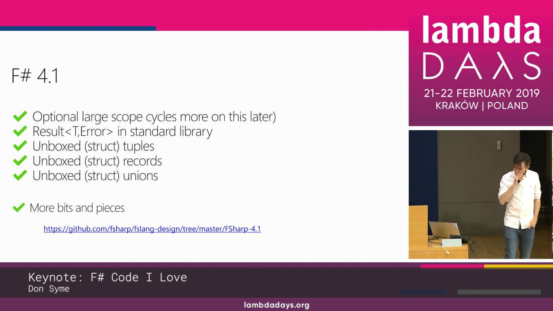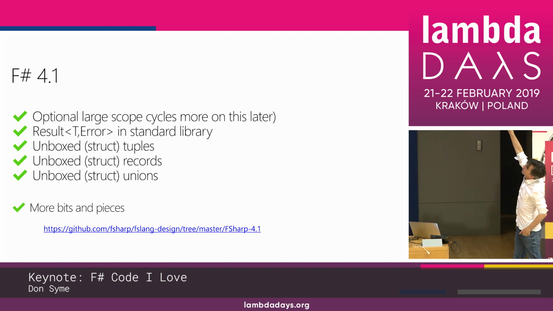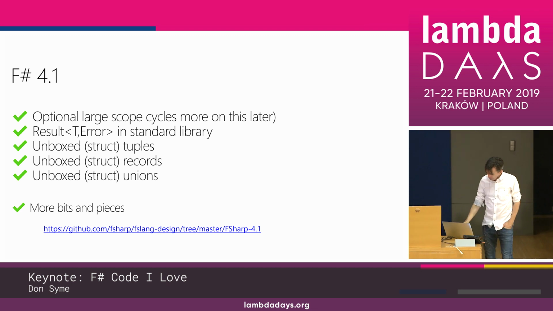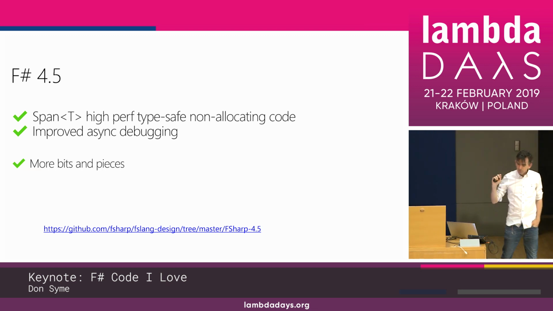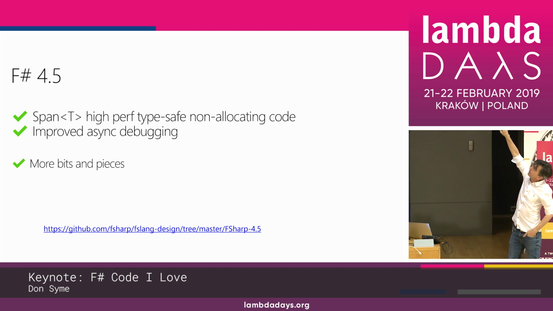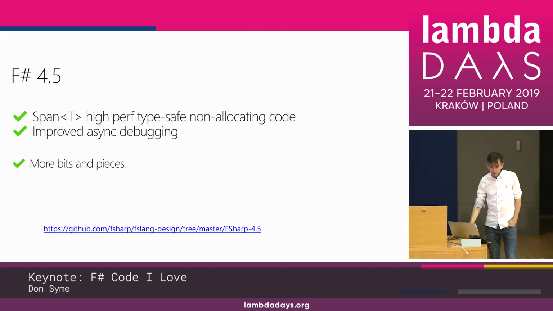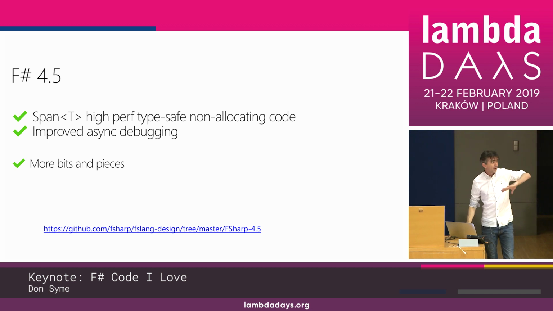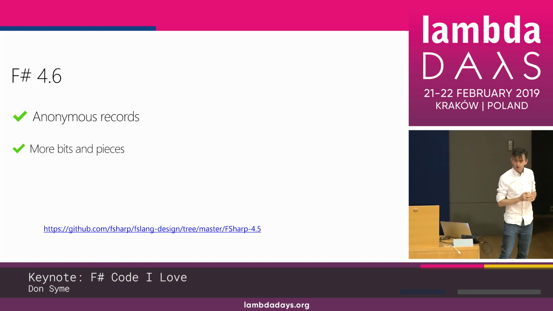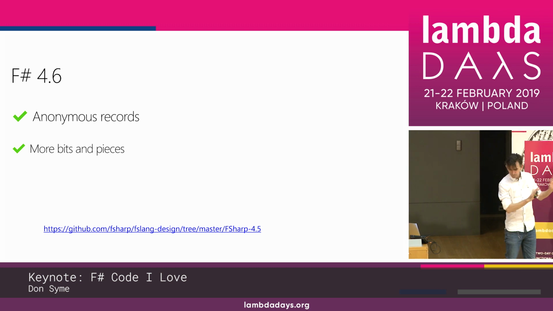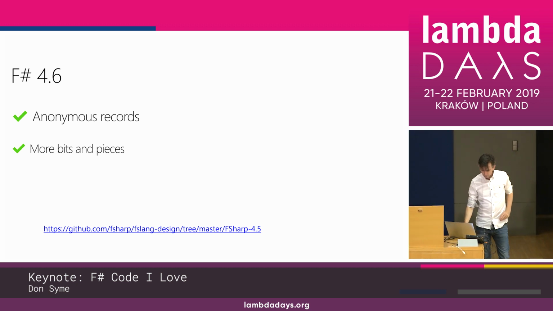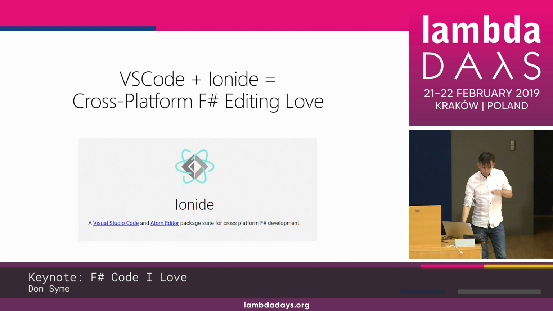F# 4.1 was lots of work on unboxed structures and performance. F# 4.5 was on integrating with some features of .NET, Span of T, and async debugging. And we put out 4.6 because one thing didn't quite make it into 4.5, and that's anonymous records. So we got that in on the next train that we could deliver.